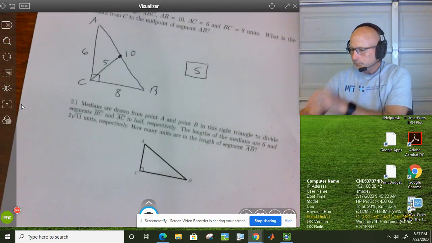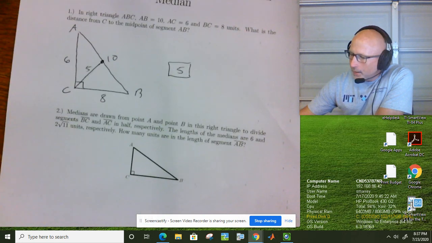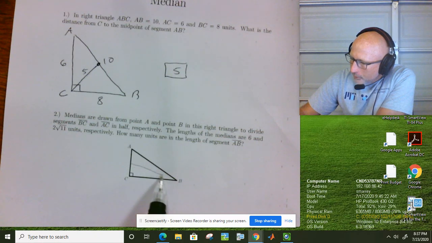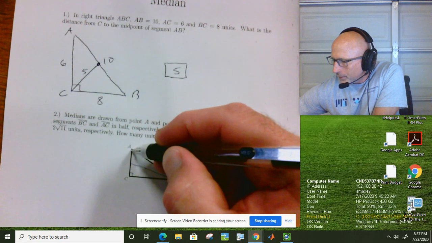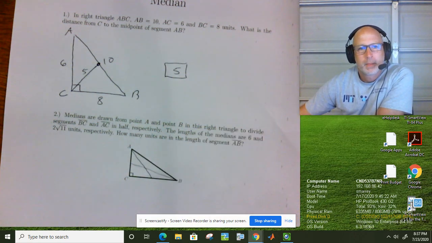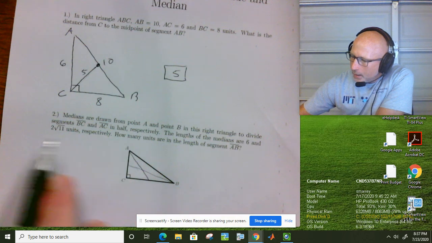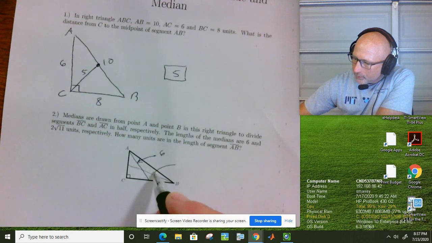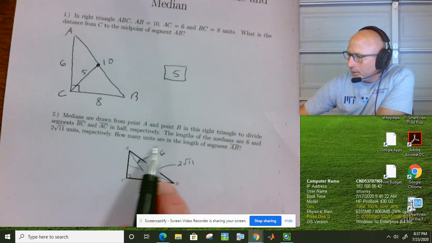So the second one: medians are drawn from point A and point B in this right triangle to divide the segments BC and AC in half. So we're drawing the median from B to over here. Okay, so that's one of the segments. And the other one's going to go from A to the midpoint, down to there. The lengths of the medians are 6 and 2 root 11. So this is the first one, 6, and this is the second one, 2 root 11. It says, how many units is the length of segment AB?